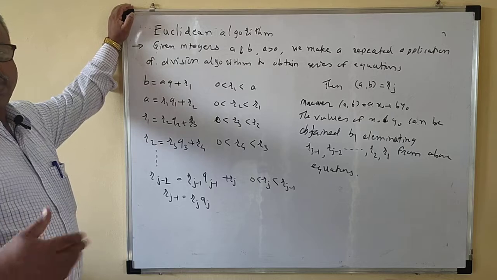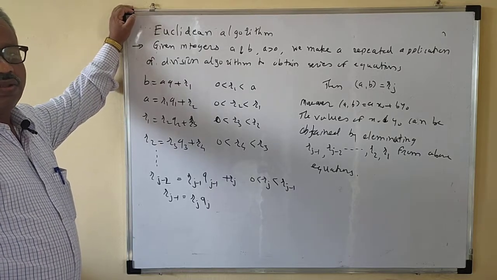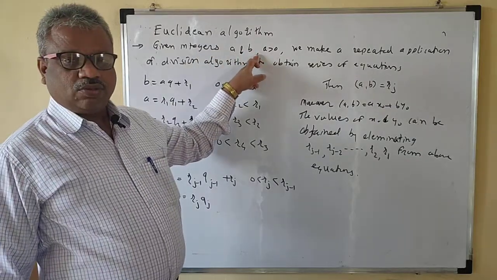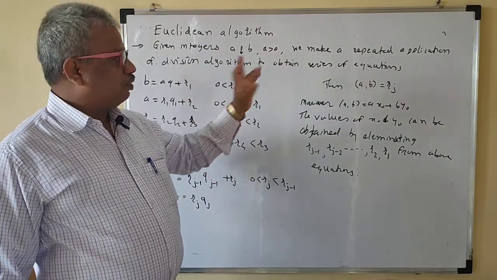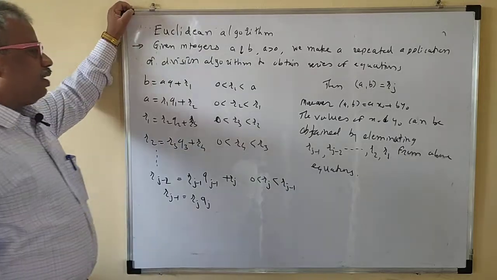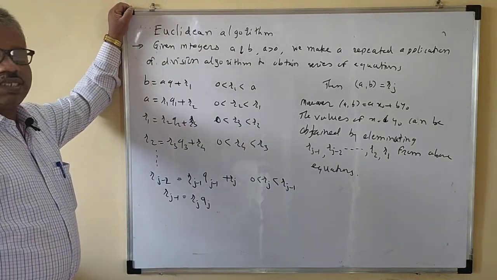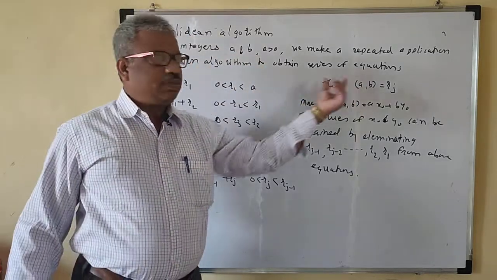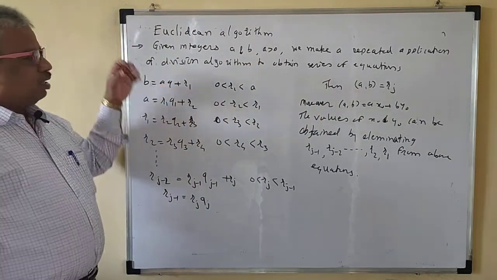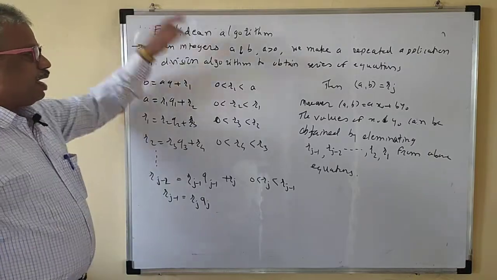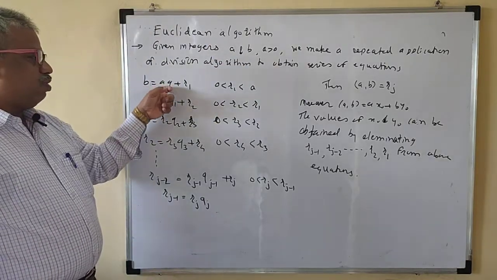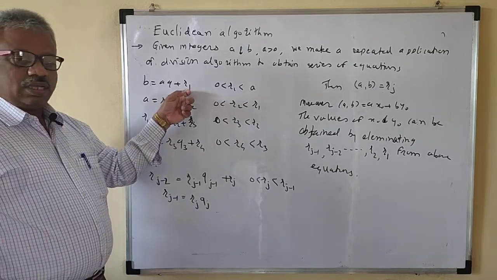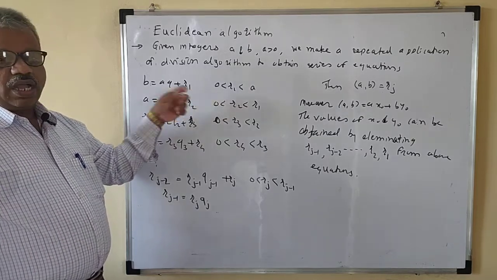Euclidean algorithm is actually the application of the division algorithm, right? Given integers A and B, where A is positive, we make a repeated application of the division algorithm to obtain a series of equations. In the first step, we apply the division algorithm for A and B. A is greater than 0, so we are dividing by A. So B is equal to AQ plus R1. The remainder is R1 here, instead of R.